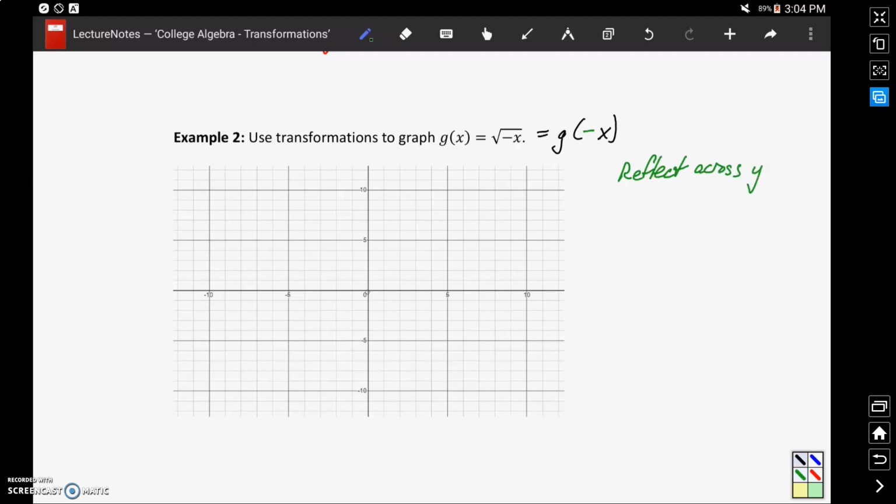So we could plot the square root function or sketch that out. At x equals 4, we would have 2, and at x equals 9, we would have 3. And then in order to reflect across the y-axis, we would just take each of those points and plot them equidistant on the other side of the y-axis.